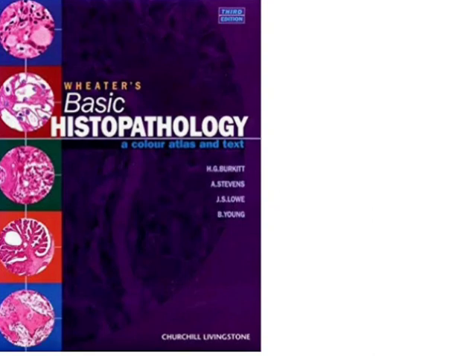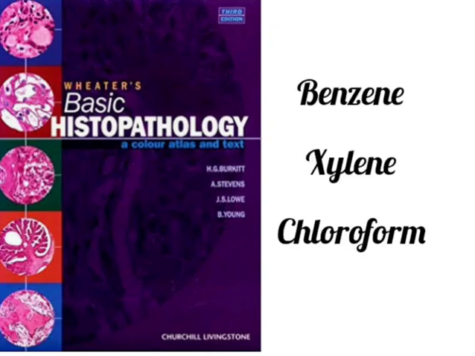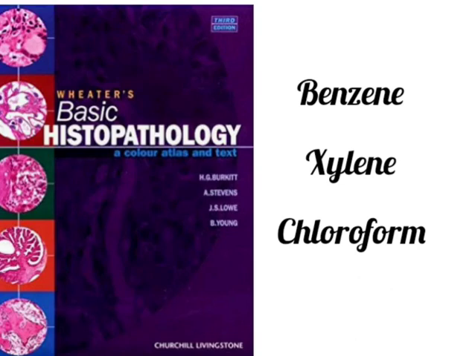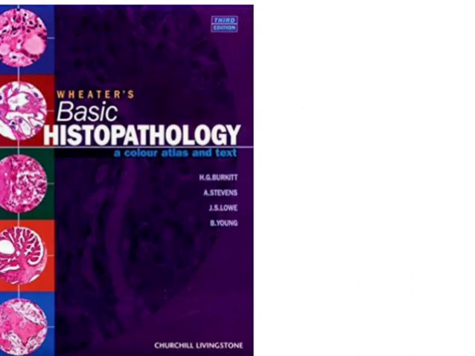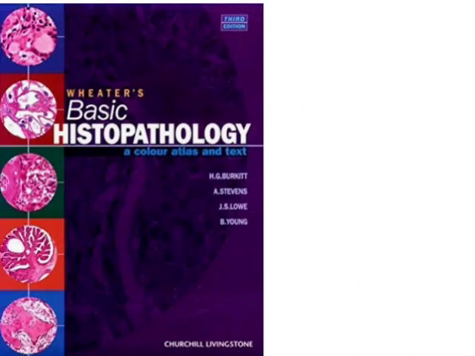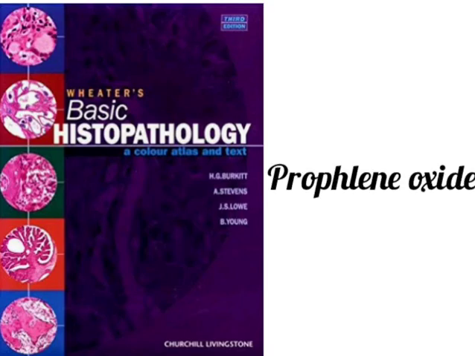Next, clearing agents. Examples for clearing agents are benzene, xylene and chloroform. The ideal clearing agent is chloroform. Next, the clearing agent for electron microscopy is, answer is propylene oxide.